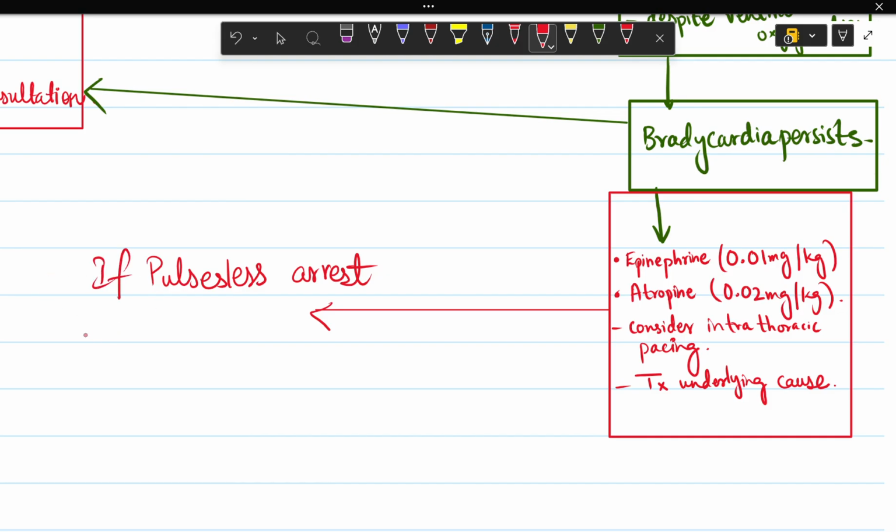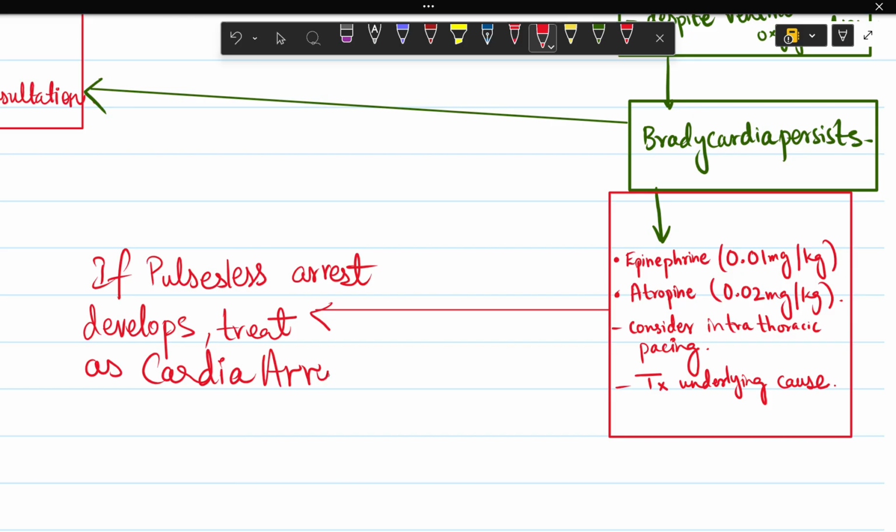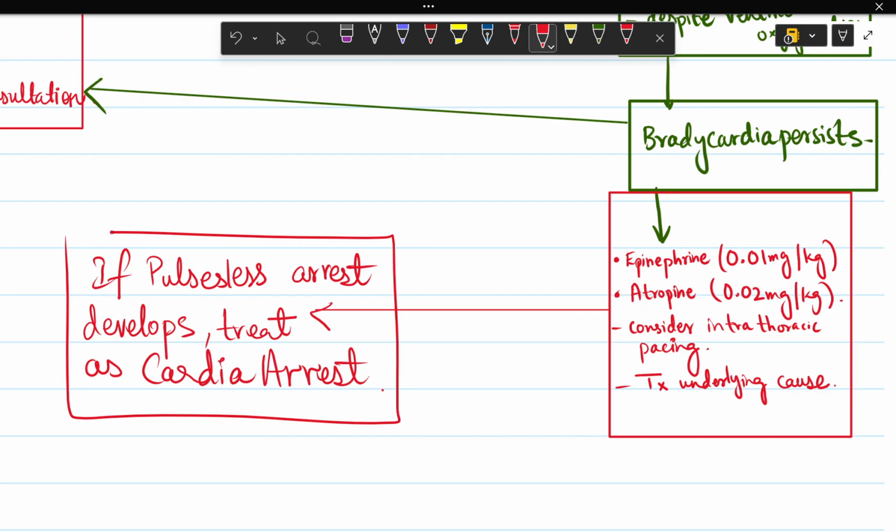So if pulseless arrest develops, what will you treat that as? Then you treat it as cardiac arrest. And then you need to perform the standard protocol of cardiac arrest. Okay? The rescue breaths and the CPR and the cycle repeats.